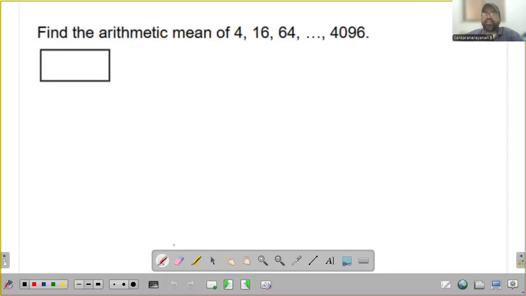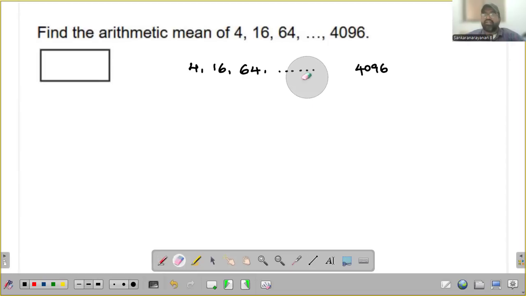You are asked to find the arithmetic mean of 4, 16, 64, etc. up to 4096. So you can see that here, this is a clear-cut geometric progression. Okay, 4 fours are 16, 16 fours are 64. Like that, it is proceeding up to 4096.